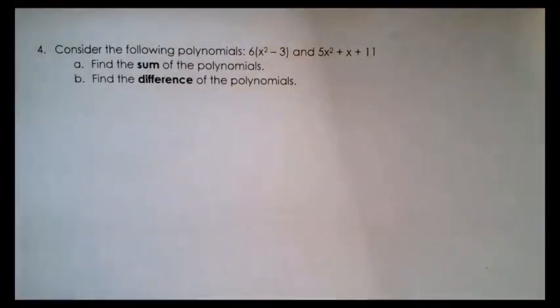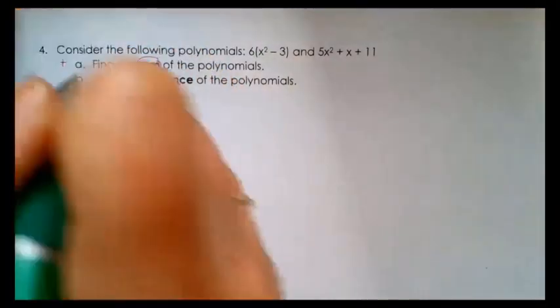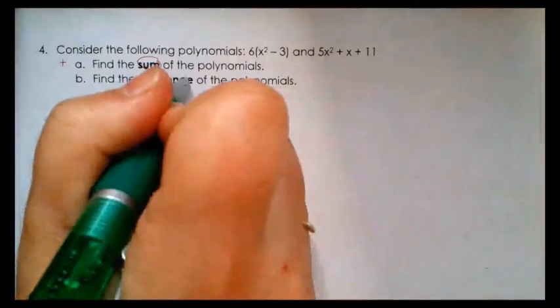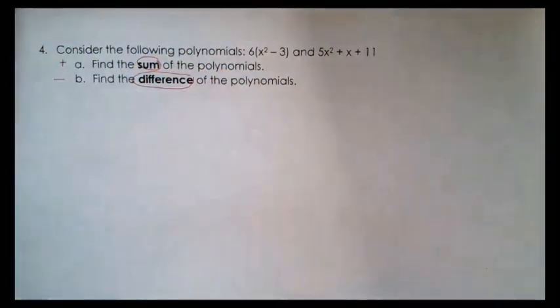Number 4, consider the following polynomials: 6 times x squared minus 3 and 5x squared plus x plus 11. Two-part question. Find the sum of the polynomials. Find the difference of the polynomials. So if they're asking us for sum, we're going to be doing addition. If they're asking us for the difference, we're going to be subtracting.